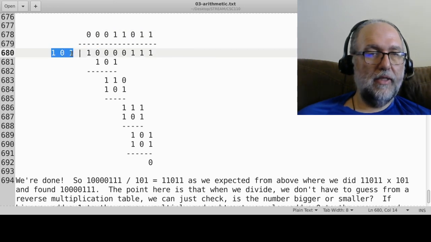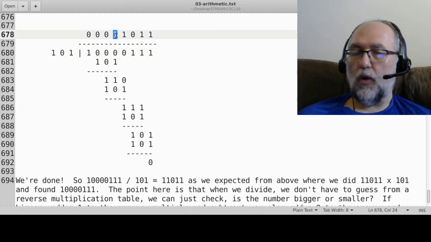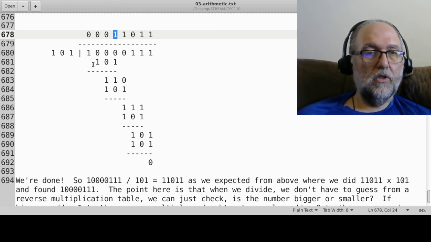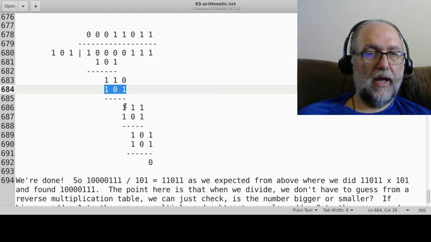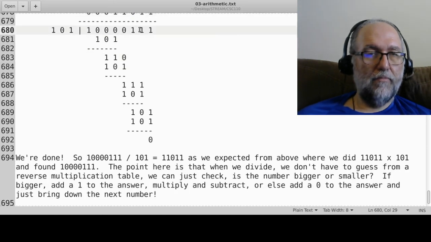Does this divide into that? Nope. Does this divide into that? Yes, and there's only one possibility, 1. So subtract that, and we got this. And you bring down the next number. Does this divide into that? Yes. Subtract, and we got that. And then you bring down the next number like that. You ask, does this divide into that? No. Bring down the next number.